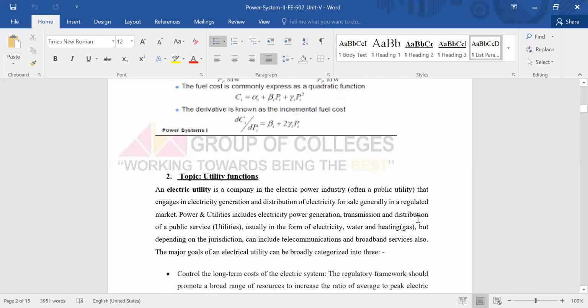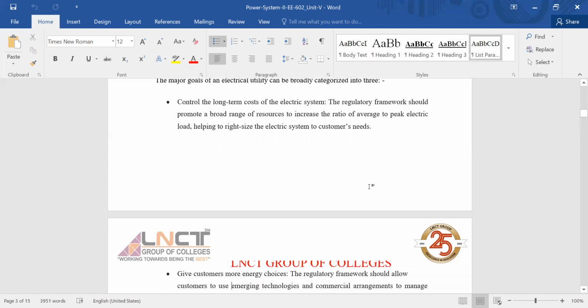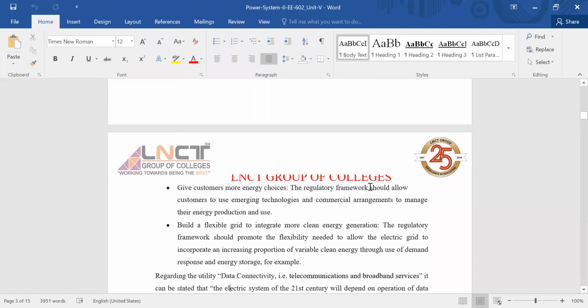The major goals of the electrical utility we categorize into three. First is to control the long-term cost of the electrical system. A regulatory framework will be put in place for a broad range of sources to increase the ratio of average to peak electric loading and help right-size the electrical system to customer need. It gives the customer more energy choices.